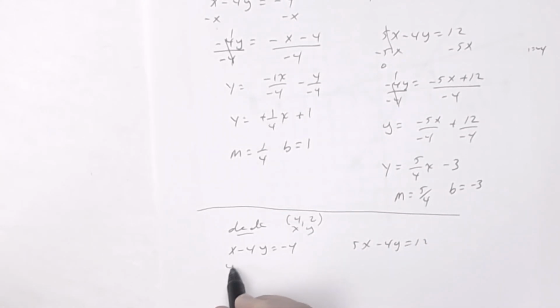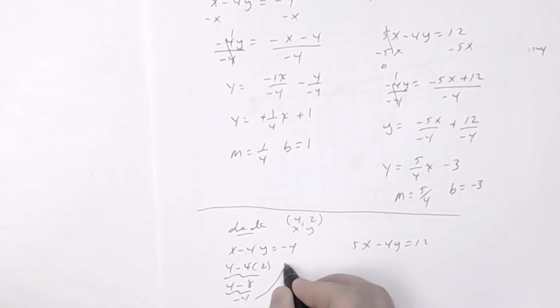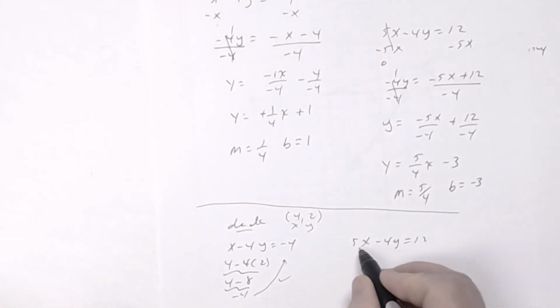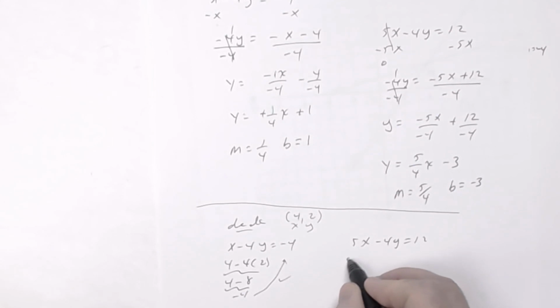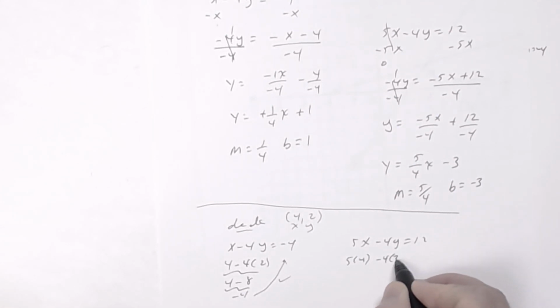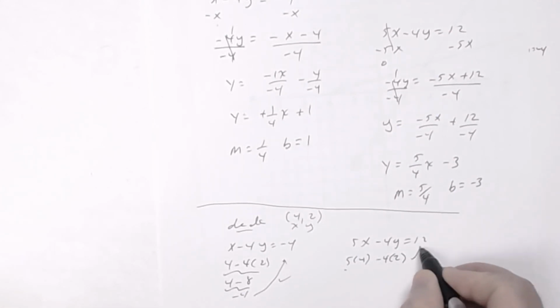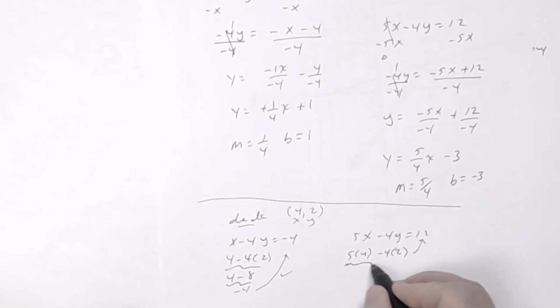So here's my x, here's my y. So I get x, which is 4, minus 4 times y, which is 2. And I want to see if that's equal to negative 4. So that's 4 minus 8, and 4 minus 8 is a negative 4. So that's right. Let's check this one. x is 4, so 5 times 4 minus 4 times 2. And I want to see if that's going to equal 12. Well, 5 times 4 is 20. 4 times 2 is 8. And 20 minus 8 is 12. And so that's what I wanted.